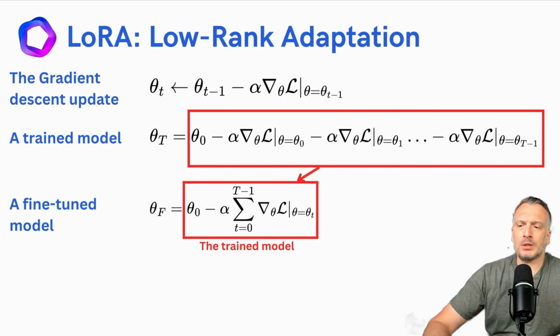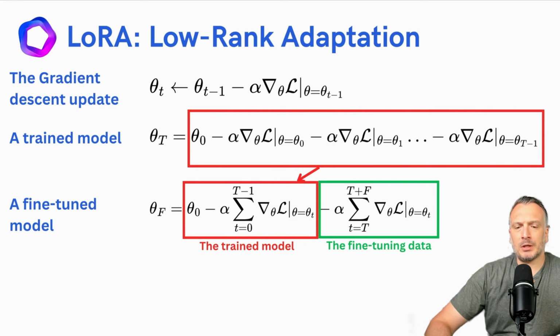So let's try to understand what a fine-tuned model is. To have a fine-tuned model, we start from a pre-trained model. A pre-trained model is a model that has been trained on some dataset. So when we consider a set of parameters, we just take the initial value of those parameters and we subtract this sum of gradient updates. Here I'm simplifying by looking at the basic gradient descent algorithm, but obviously you can do the same thing with other optimizers, like Adam, for example.